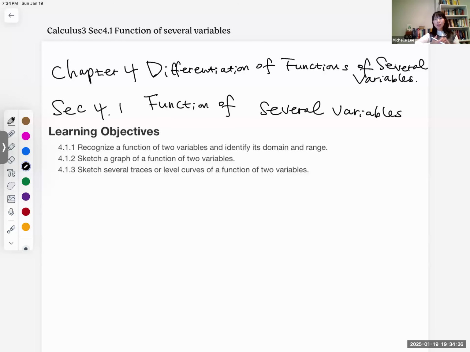Hello everyone, today we're gonna learn 4.1 functions of several variables. Okay, here is the learning objective.